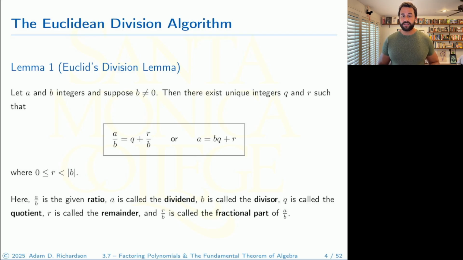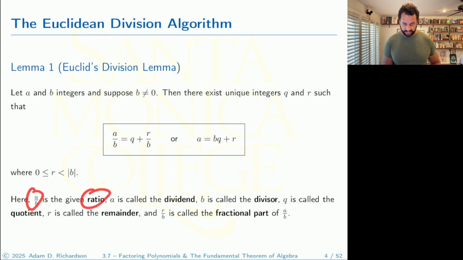So just a little refresher, this is Euclid's division lemma. This is actually a consequence of Euclid's division algorithm. If we have integers a and b with b not equal to 0, then there exist unique integers q and r such that you can write a over b as q plus r over b, where r is greater than or equal to 0 and less than the size of b.